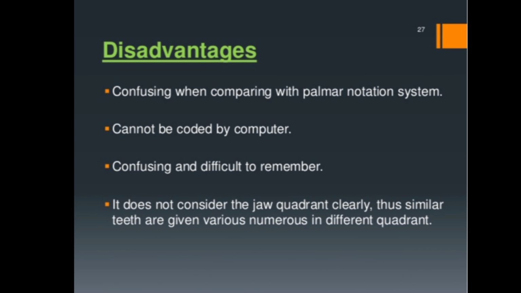Now talking about the disadvantages, it is confusing when comparing with the Palmer notation system, as there are different tooth notation systems similar to the universal tooth numbering system. So when we use these tooth numbering systems differently, then it may be confusing sometimes. It cannot be coded by the computer, is confusing and difficult to remember. It takes a lot of time to practice fluently. It does not consider the jaw quadrant clearly. The similar teeth are given various new numbers in different quadrants.